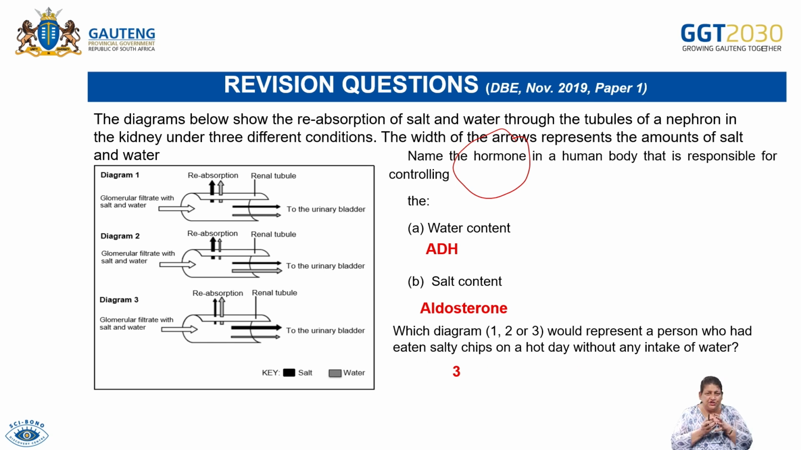Why? If he's eating salty chips, he's got salt in his blood, he needs to excrete more salt in the urine. And you can see that in diagram 3, more salt is excreted in the urine because it contains more salt, because he had a salty meal. All right, and you can see the salt balance is high, the arrow is thick, and here you can see that more water was reabsorbed into the blood.